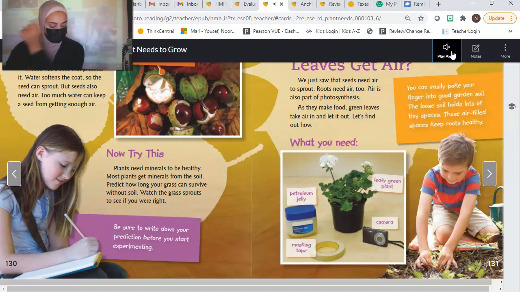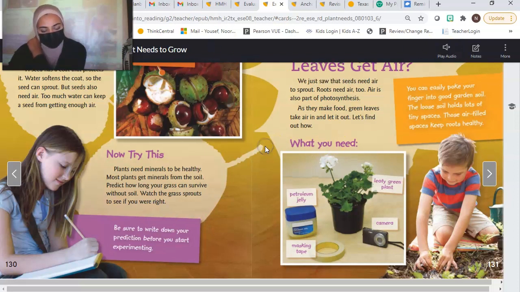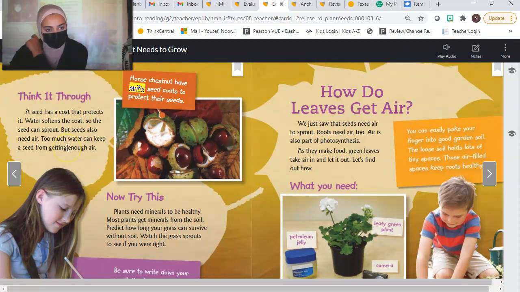Which section on this page gives details that answer the question, can seedlings get too much water? Right here where it says, think it through, right? A seed has a coat that protects it. Water softens the coat so the seed can sprout, but seeds also need air. Too much water can keep a seed from getting enough air.